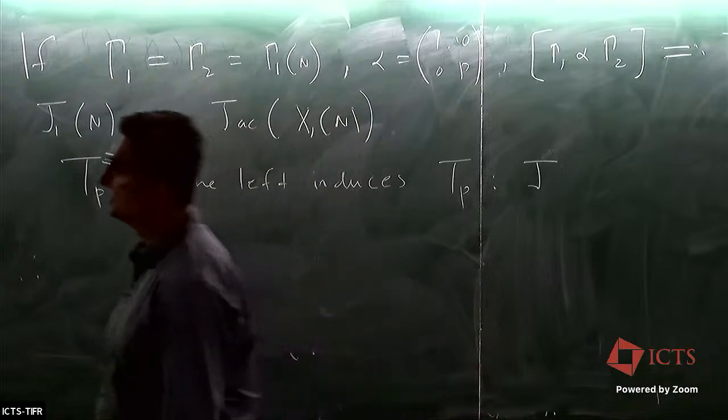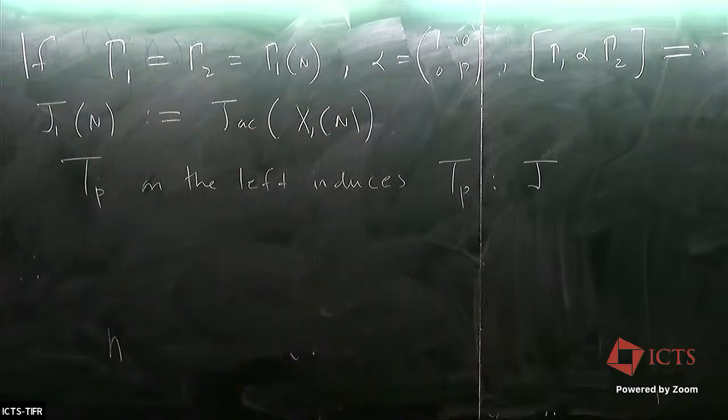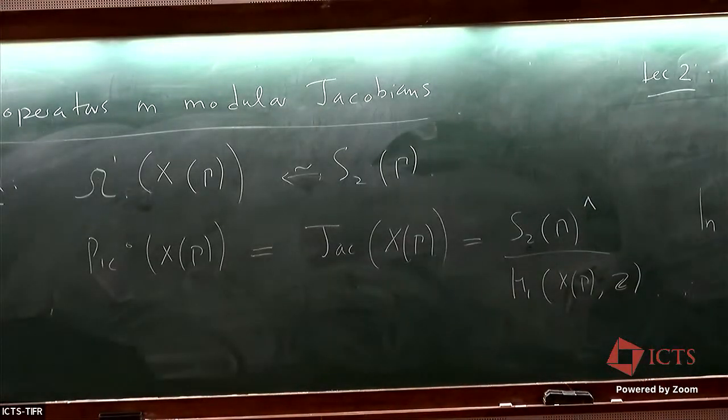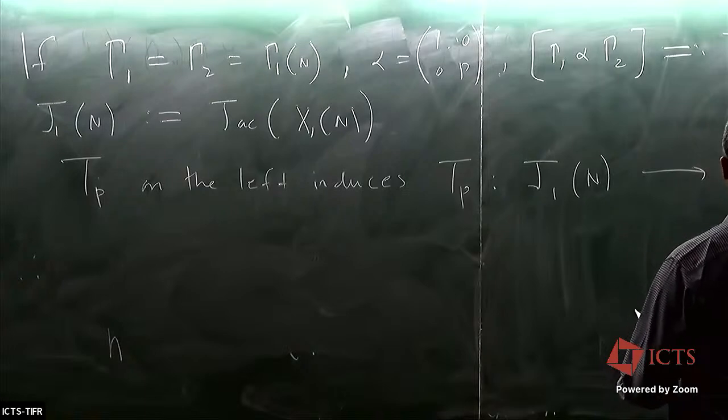Left and right means, maybe I should say the second and first formulation. So TP in the second formulation, which is defined over here, induces the TP in the first formulation by the Jacobian map. And what is that TP in the first formulation of the Jacobian?